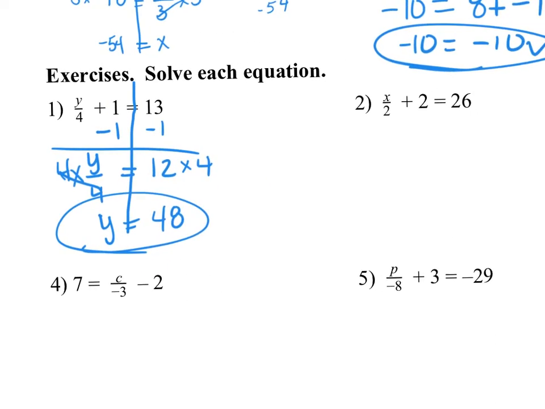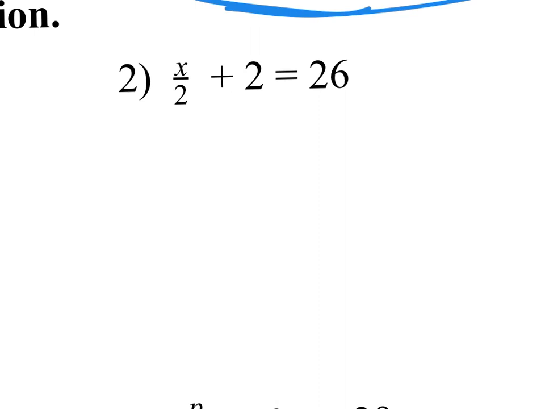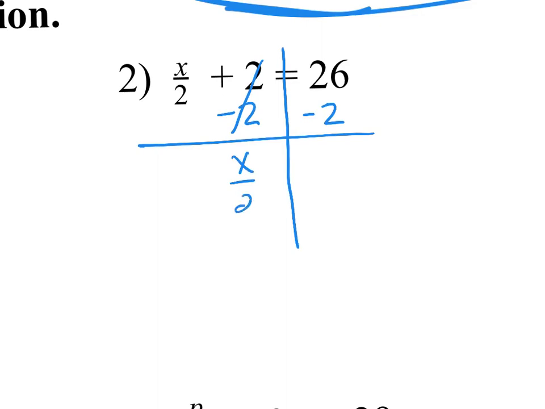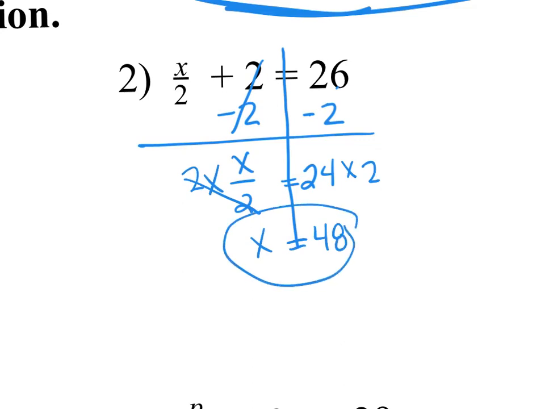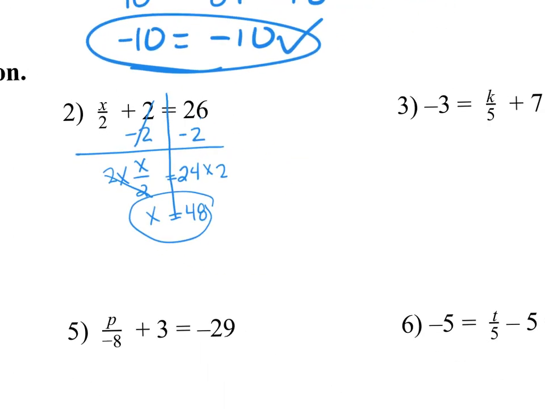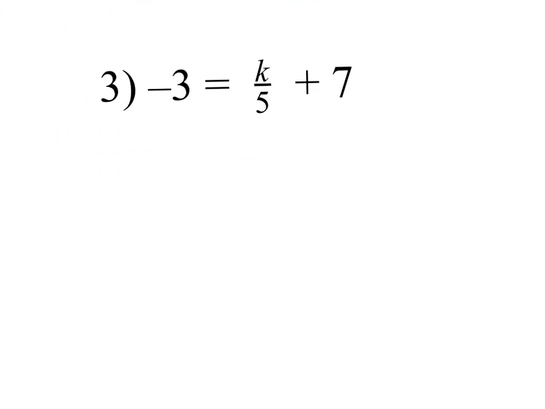Number 2. We're going to draw our line down the equal side. We're going to subtract 2 from both sides. 26 minus 2 is 24. And then the opposite of divide by 2 is to multiply by 2. And x is going to equal 48. Are we getting the hang of it? Let's do one more, and then y'all can do some of the examples on your own.